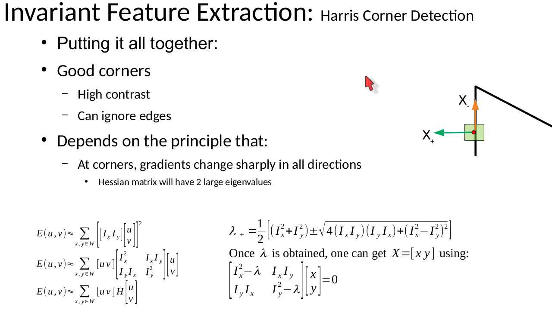In summary, the Harris corner detection algorithm is able to capture good corners which have high contrast, and it is also capable of ignoring edges. It depends on the principle that at corner points, the gradients of an image change sharply when you move a window in all directions. It also indicates that the Hessian matrix at a corner point will have two large eigenvalues.